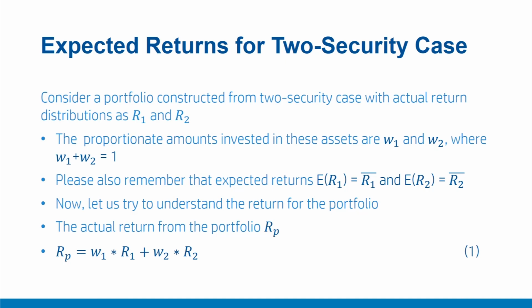Now let's try to understand the return from the portfolio. The actual returns from the portfolio can be very easily computed as shown here in equation 1, where Rp equals W1 into R1 plus W2 into R2. That is a very simple mathematical notation for the actual returns from a portfolio with two security case, where W1 and W2 are the proportionate amounts and R1, R2 are the actual returns observed on these two securities.